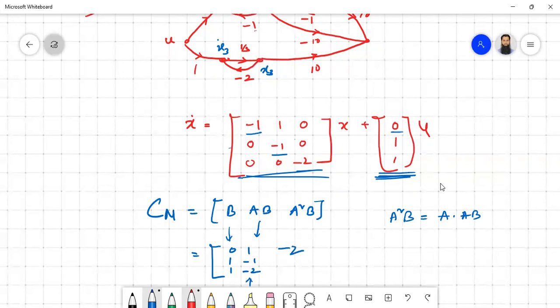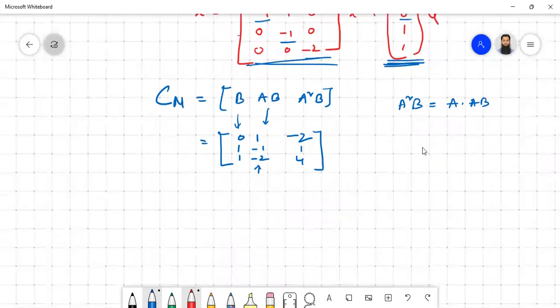Then similarly, minus 1 into 0. Then minus 1 into minus 1 is 1. Then the next one is 0, 0, and minus 2 is plus 4. So this is your controllability matrix CM.